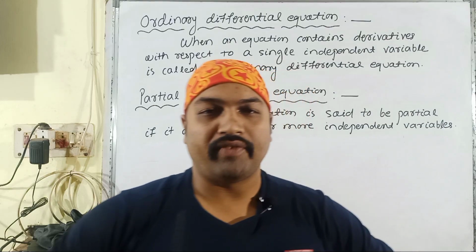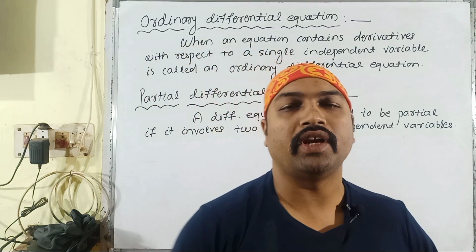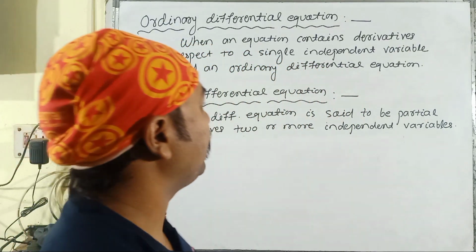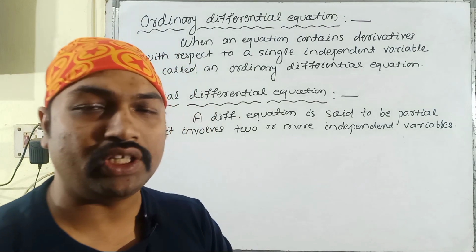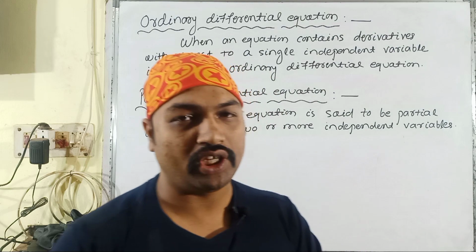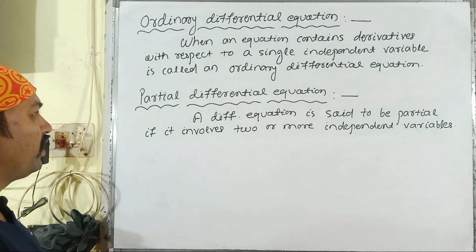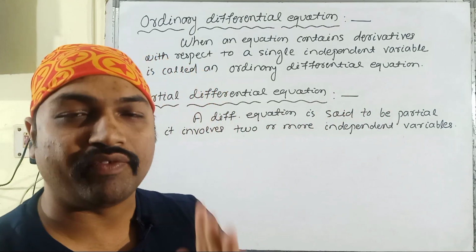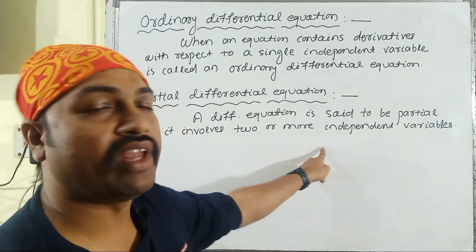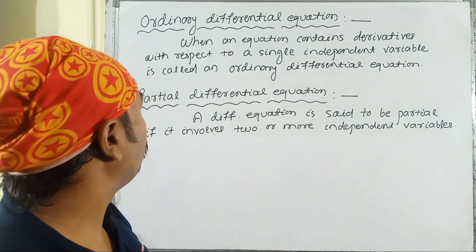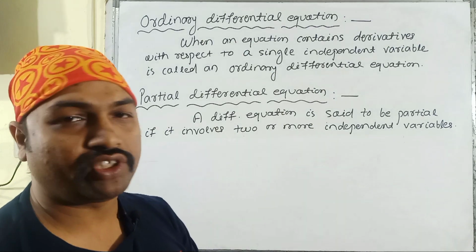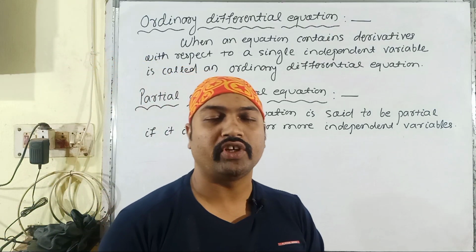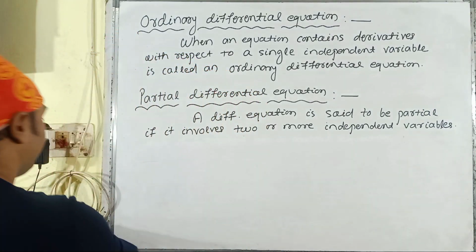Let us go through the ordinary differential equation and partial differential equation. First of all, the definition of ordinary differential equation: when an equation contains derivatives with respect to a single independent variable, then that differential equation is called an ordinary differential equation. A differential equation is said to be a partial differential equation if it involves two or more independent variables in it. So these are the definitions of ordinary and partial differential equation, which will be studied in higher class mathematics. Now let us go through the order of a differential equation and degree of a differential equation.